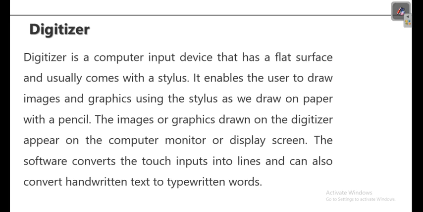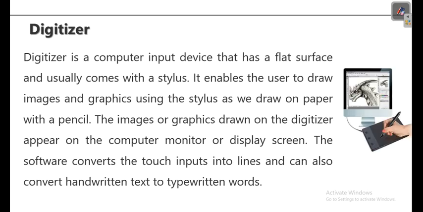Digitalizer. A digitalizer is a computer input device that has a flat surface and usually comes with a stylus. A stylus is just like a pen. It enables the user to draw images and graphics using the stylus. As we draw on paper with a pencil, the image or graphic drawn on the digitalizer appears on the computer monitor or display screen. The software converts the touch input lines and can also convert handwritten text to typewritten words. This is the image of a digitalizer.